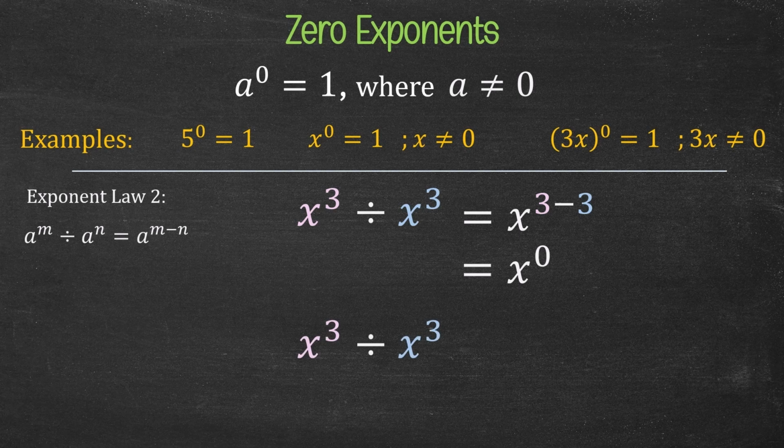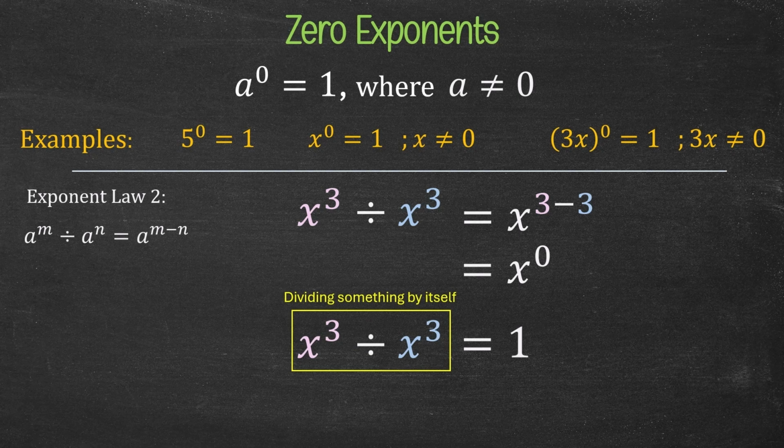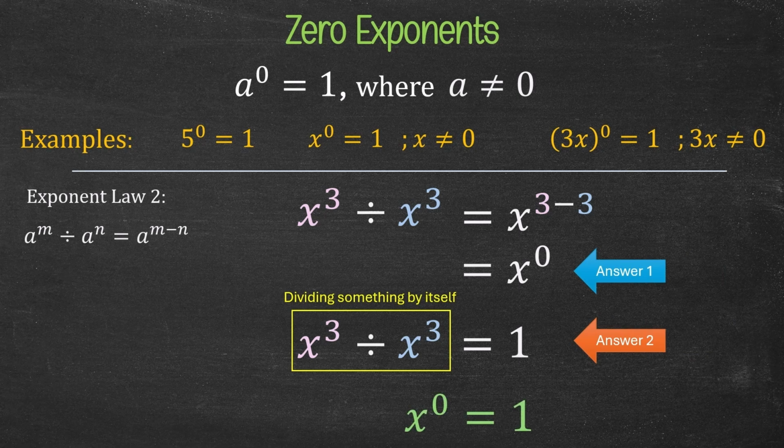But now let's think about the same expression in another way. X cubed divided by x cubed means that we are dividing something by itself. And any non-zero expression divided by itself is equal to 1. Now we have two answers for the same expression. And therefore, we can say that x to the power of 0 equals 1. That is why the zero exponent rule works. The zero exponent does not make the answer 0. It makes the answer 1 as long as the base is not 0.